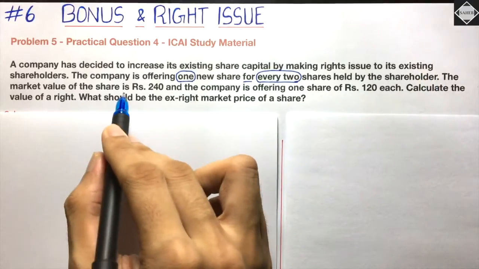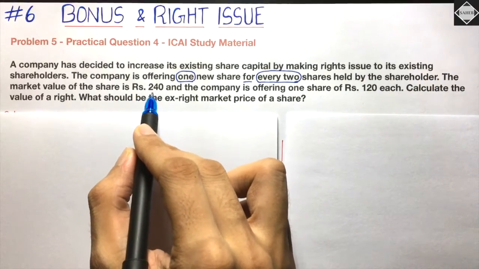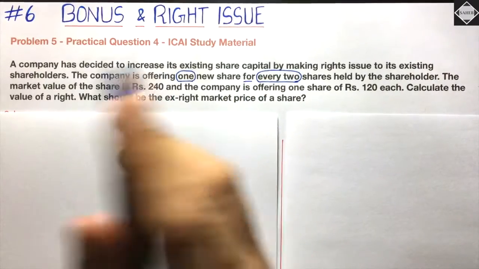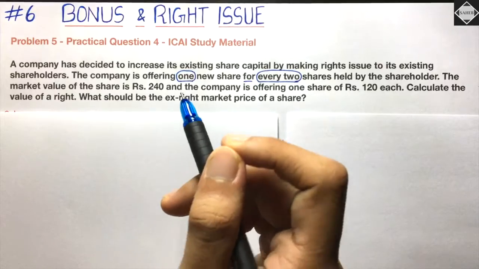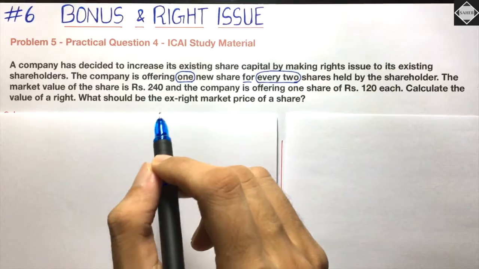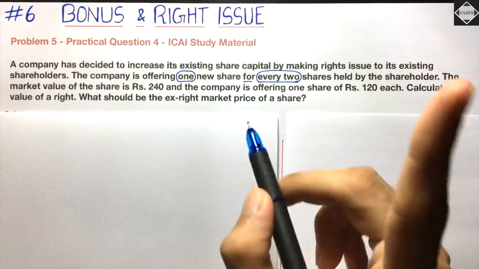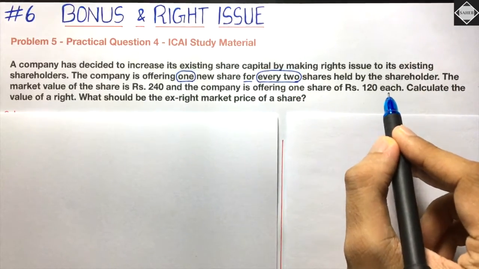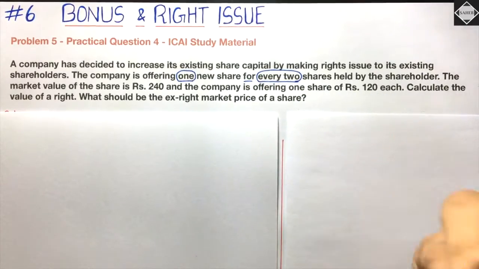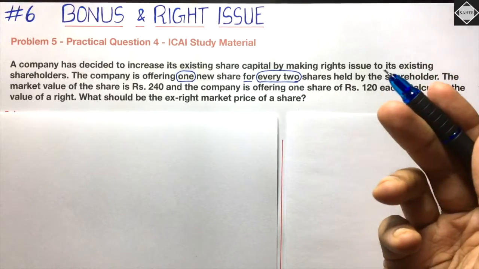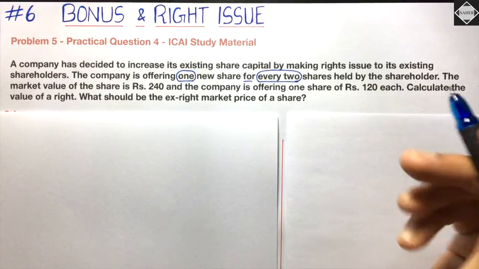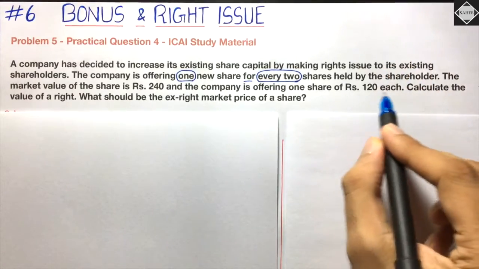The market value of the share is rupees 240. What is this? This is the cum right price. Technically, this price before the right issue, we call this the cum right price, because in this price the benefit of right is included. That is why it is called the cum right price. And the company is offering one share of rupees 120 each. What is the meaning of this? This is the right issue price, subscription price, or offer price, whatever you want to call it. The money which the shareholder has to pay to purchase an additional share, that's the price, 120.